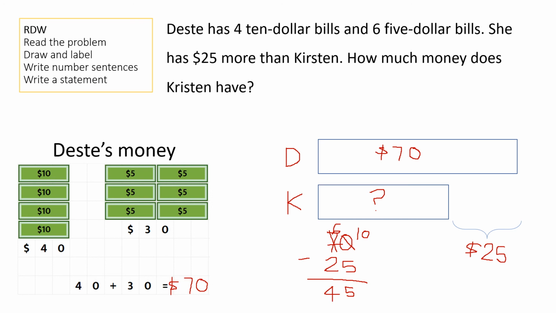I got 45, not just 45, but $45. Now, if I were to write an answer statement to answer this problem, I would say that Kristen has $45. Is that what you got, second graders?